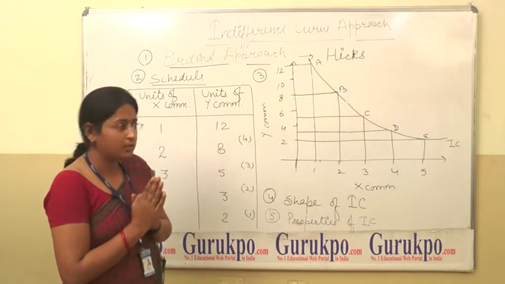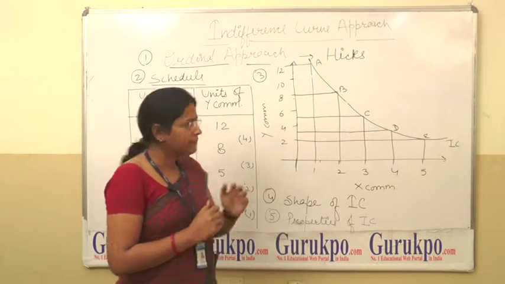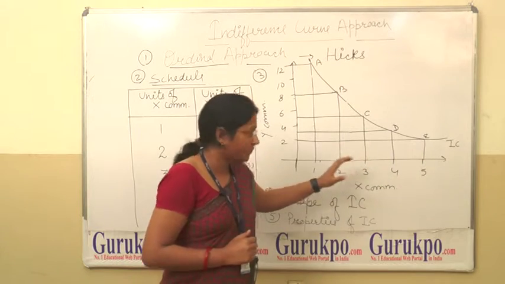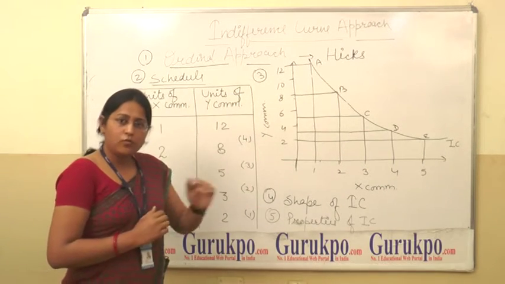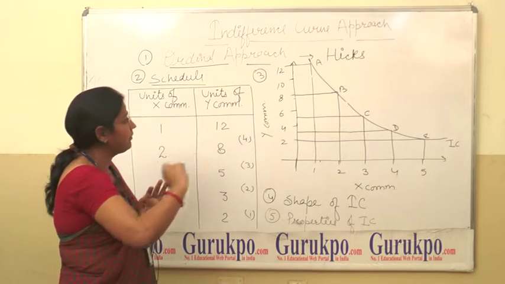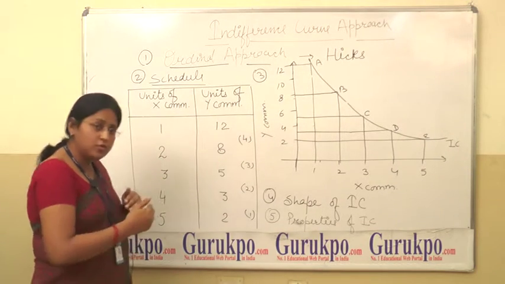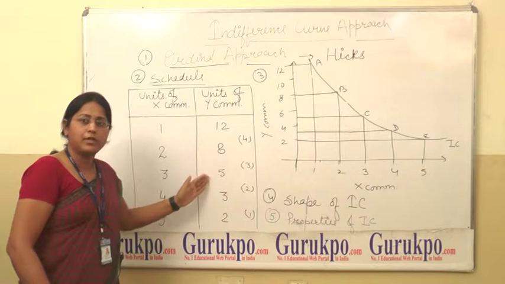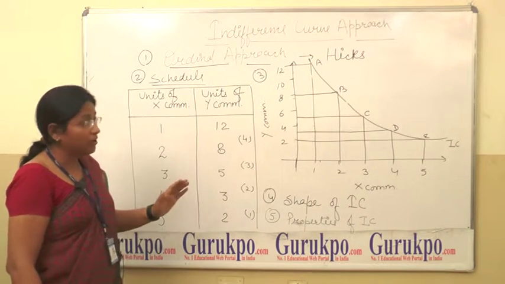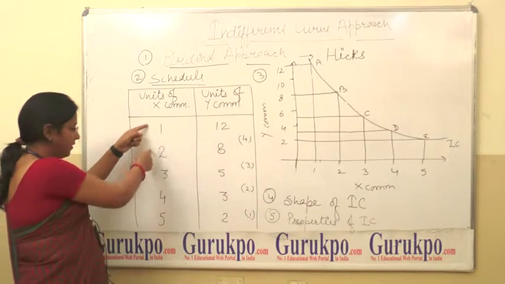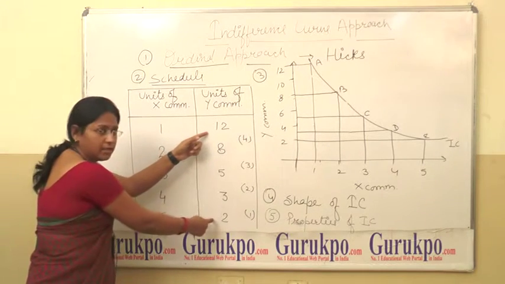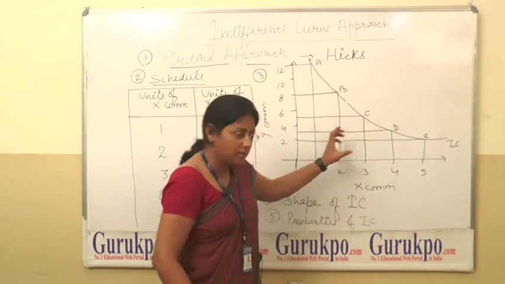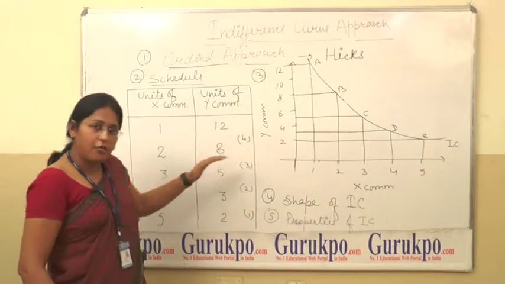Now we are going to discuss the shape of the indifference curve. We can see in the diagram that the indifference curve is a downward sloping curve, convex to the origin. So why is it downward sloping? As we consume more units of one commodity, we have to sacrifice units of the second commodity because we have limited resources. We are increasing the X commodity and decreasing the Y commodity, and the reason behind this shape, convex to origin, is the rate of sacrifice.